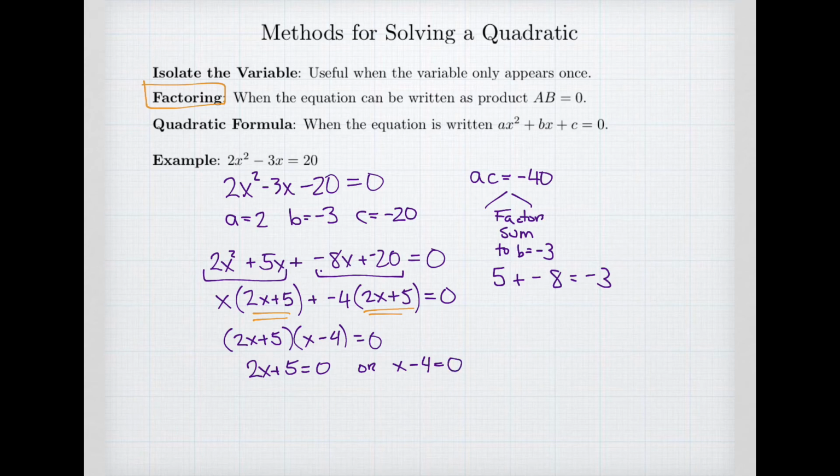And now these aren't quadratic. I can just isolate the variable x. For the first equation, I'll subtract 5 and divide by 2, and I get x equals negative 5 halves. And the second one, I get x equals 4. And those are the solutions to my quadratic equation by factoring.